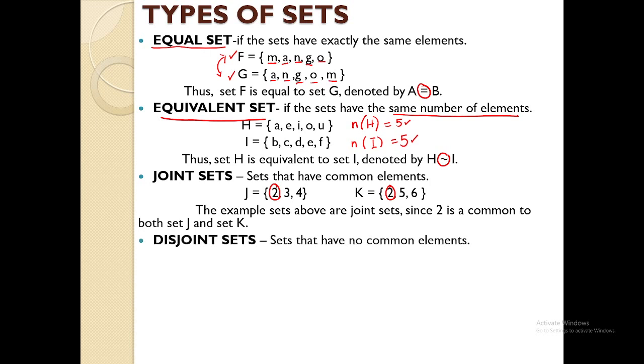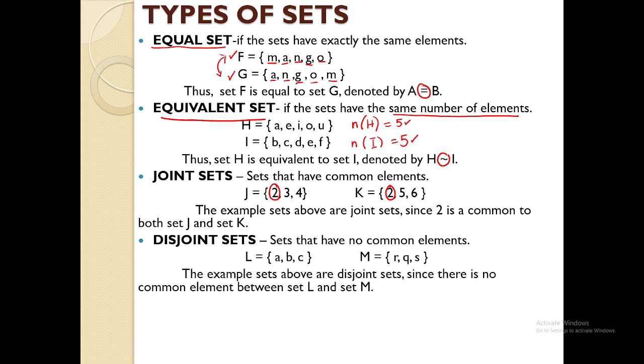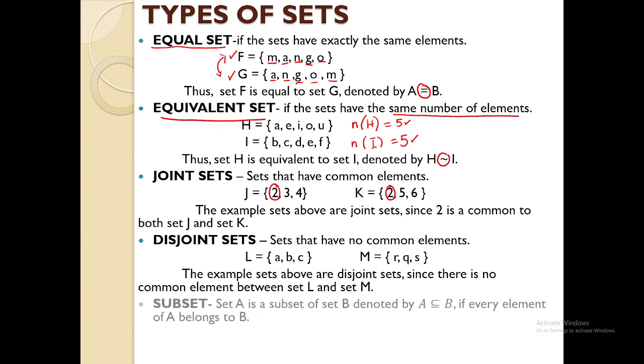Disjoint sets that have no common elements. If I'm going to give you these two sets here, is there anything common between L and M? None, sir. Therefore, these are disjoint sets because there is no common element between L and M. And lastly, subset. A set A is a subset of B, denoted by this symbol, if every element of A belongs to B.